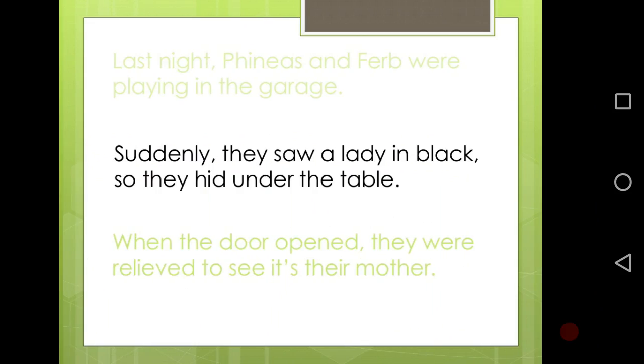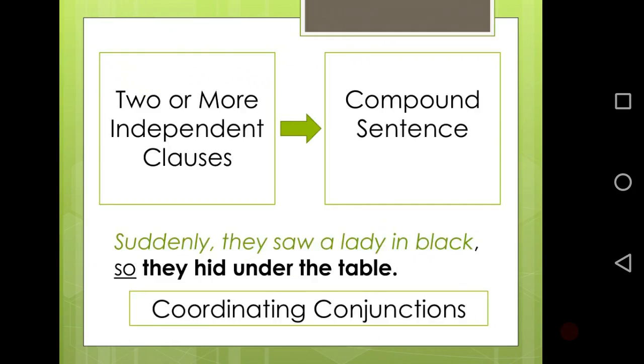Suddenly, they saw a lady in black, so they hid under the table. You see the word "so", everyone? So we have two or more independent clauses. It is called a compound sentence. And what joins the two independent clauses? They are the coordinating conjunctions, and "so" is one of them. So when two independent clauses are joined by a coordinating conjunction, like "so", it is called a compound sentence.